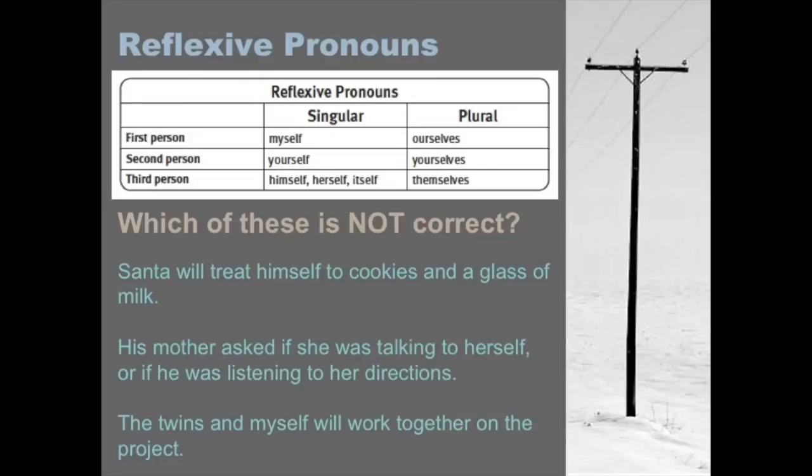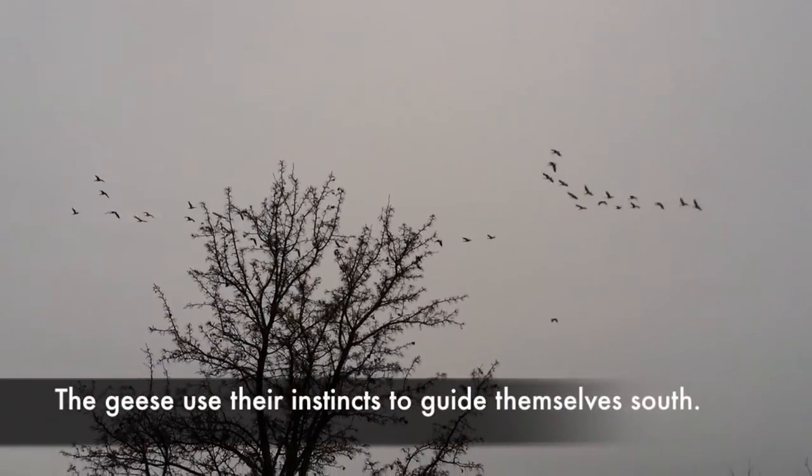The incorrect sentence is sentence number 3. Twins and myself should be the subject of the sentence, but reflexive pronouns are always object pronouns, so that's what makes this sentence incorrect. The correct way to write this sentence is, the twins and I will work together on this project. I is a subject pronoun. In the upcoming videos, try to identify the reflexive pronoun and explain why the reflexive pronoun is used correctly in the sentences. What is the reflexive pronoun in the sentence?